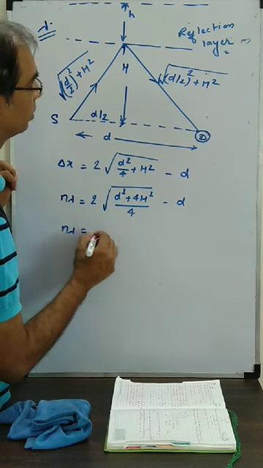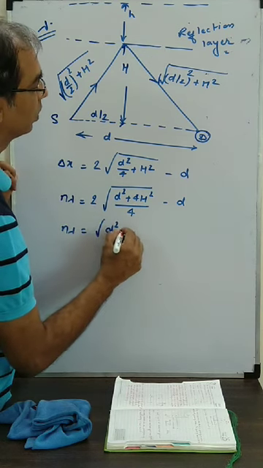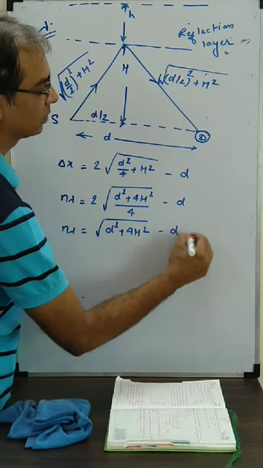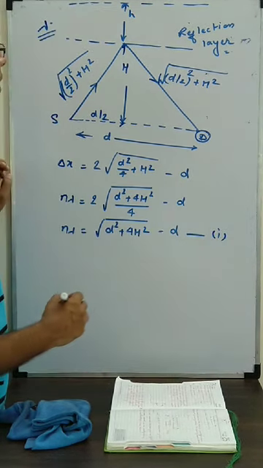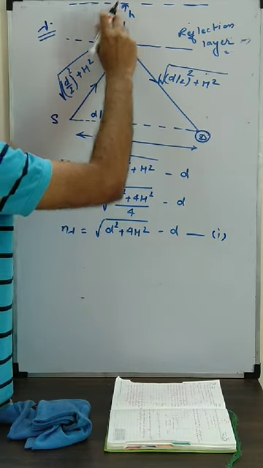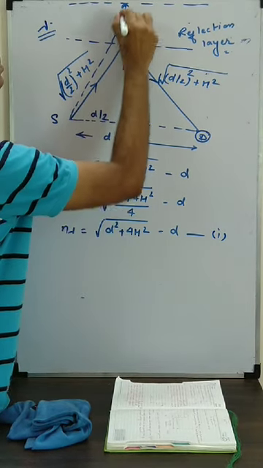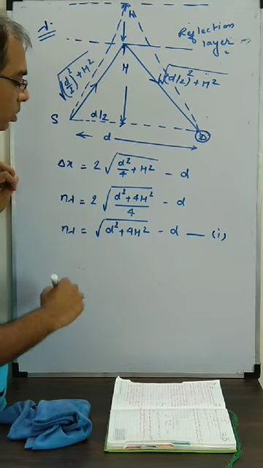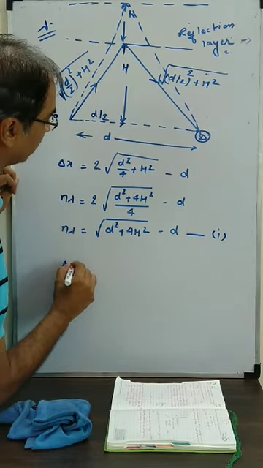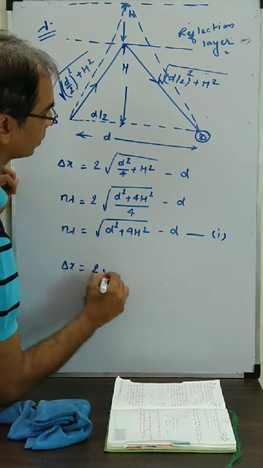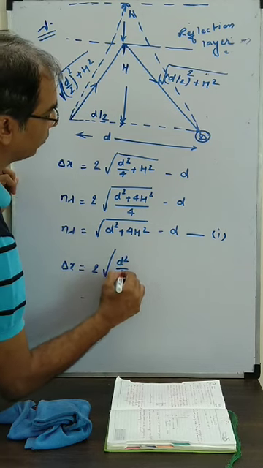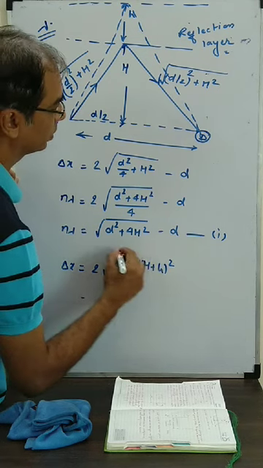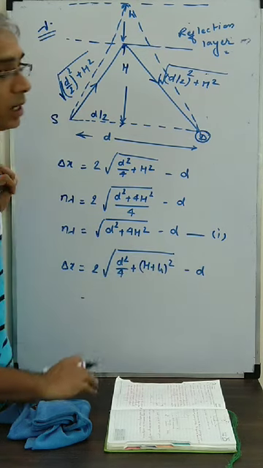n lambda is equal to root over d square plus 4h square minus d. Okay, this is the first equation. The second equation says when the wave is reflected from height h like this, what will be the path difference? That also we'll write. So in that case we'll write delta x equal to 2 root over (d square by 4 plus h whole square) minus d. I hope you can understand that.